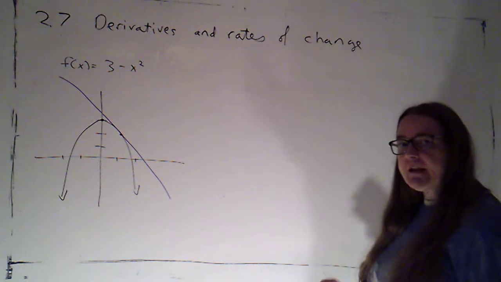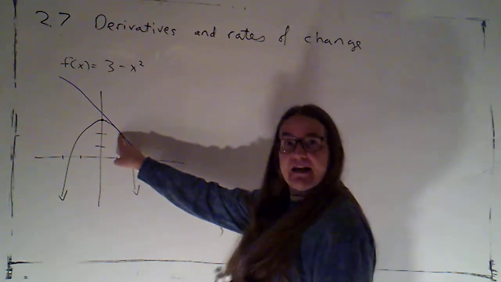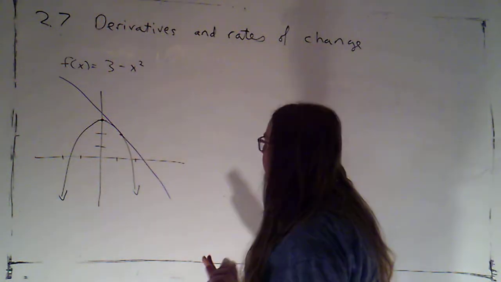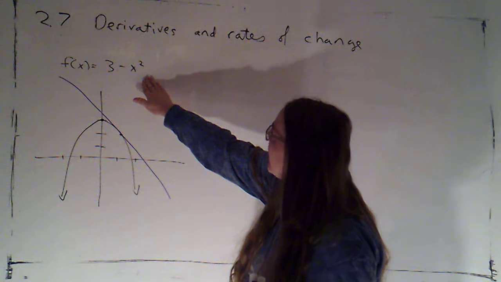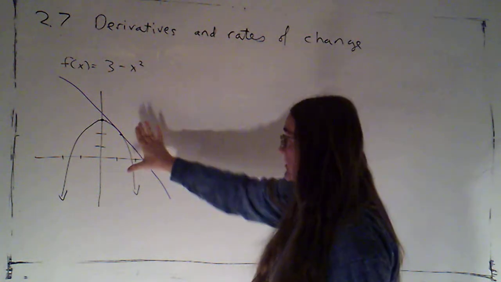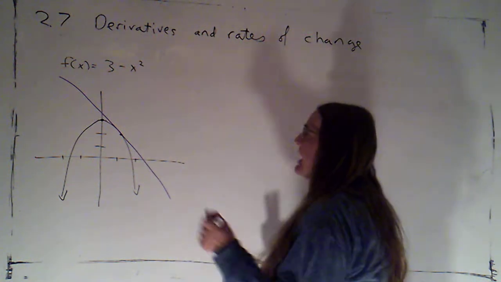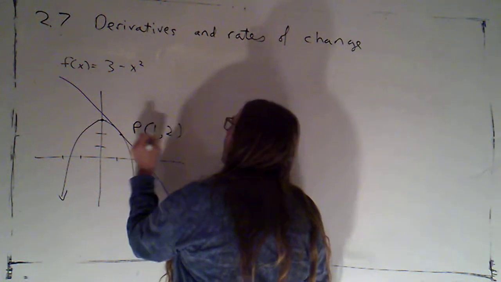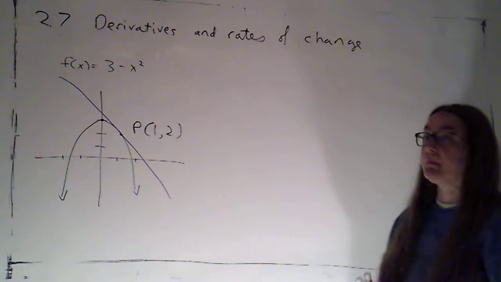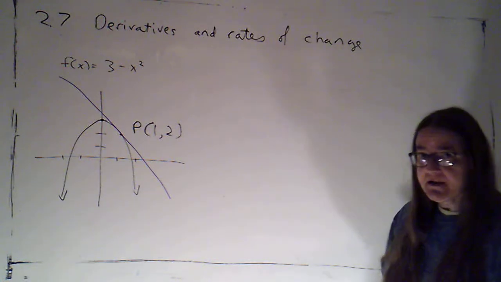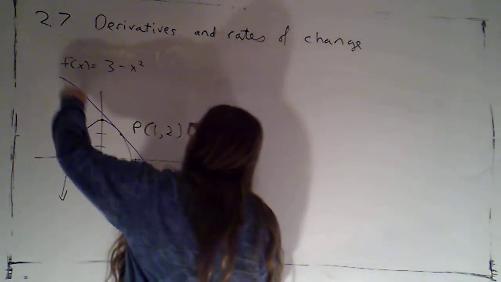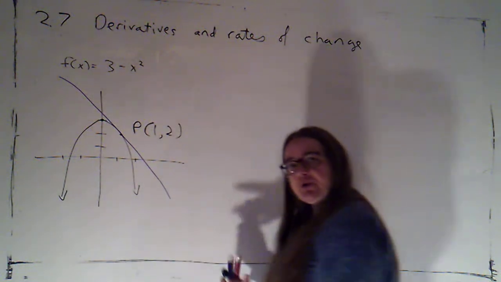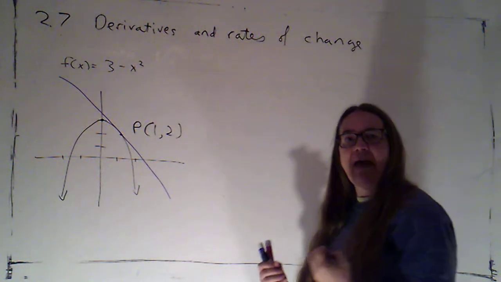But if I look at the curve at just one particular point, so for this example, I'm looking at the curve y equals 3 minus x squared, which is this upside down parabola, and I'm focusing on this point that I'm going to call P. It's the point (1, 2). At that point, I can draw in a line that captures the behavior of the curve at that point.